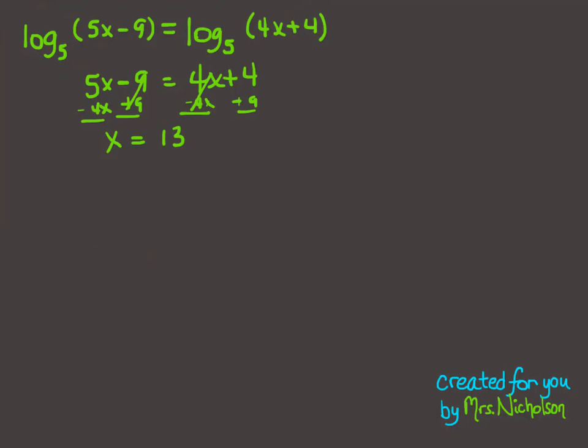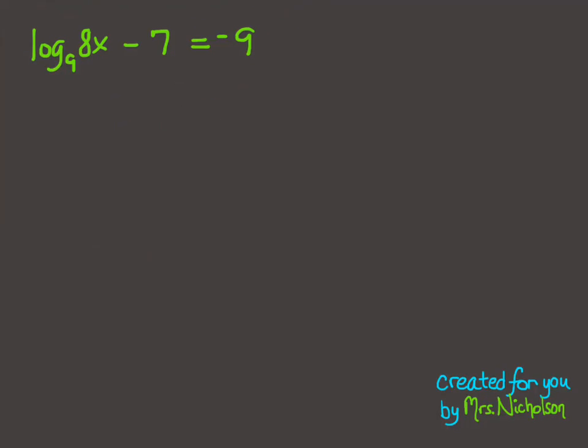If you were successful on this next problem, you should have ended up with x is equal to 13. We just start off by recognizing that both sides have a log base 5, and so we can set 5x minus 9 equal to 4x plus 4, and then solve for x. Let's look at the next example.